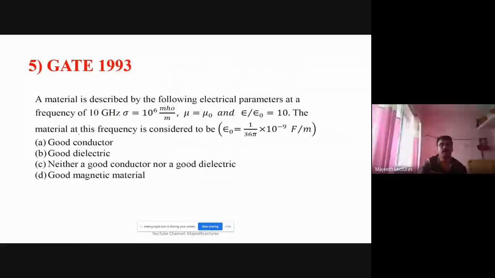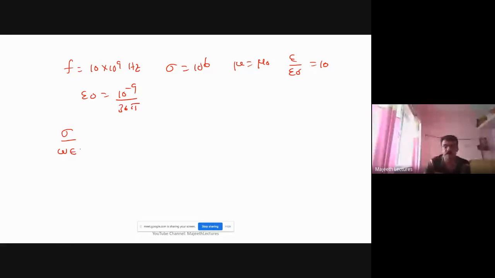the material at this frequency is considered whether it is dielectric or conductor, either dielectric or good magnetic material. To check whether the material is dielectric or conductor, I told you first we have to find sigma by omega epsilon. If it is far greater than 1, conductor. Less than 1, dielectric. So sigma is 10 power 6. Omega is 2 pi f, 2 pi into 10 into 10 power 9. Epsilon is equal to 10 epsilon naught, since epsilon by epsilon naught is equal to 10.